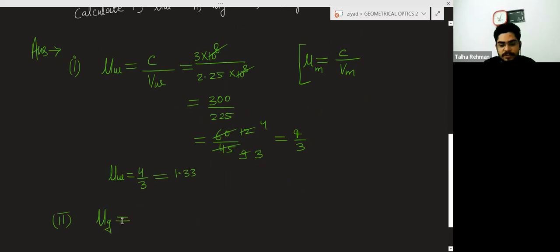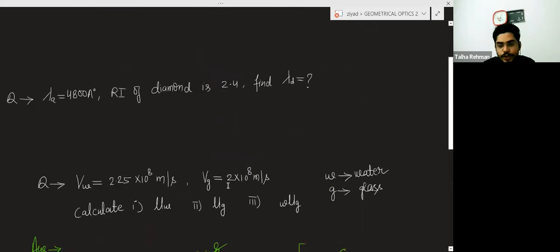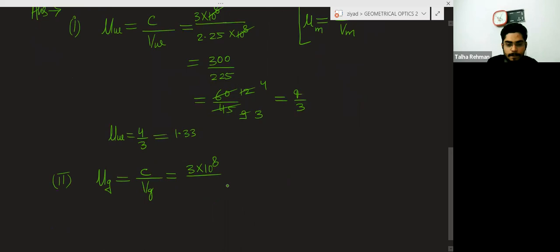Refractive index of glass is equal to speed of light in air divided by speed of light in glass. Speed of light in air is 3 into 10 to the power 8. Speed of light in glass is given as 2 into 10 to the power 8. So 10 to the power 8 will cancel out. We will have 3 by 2, or you can say 1.5.